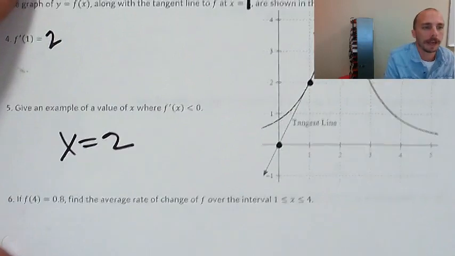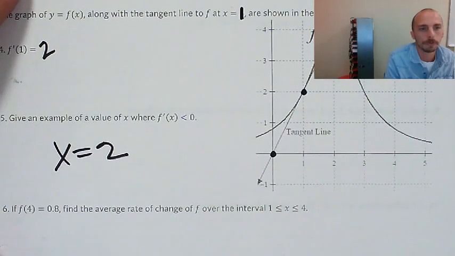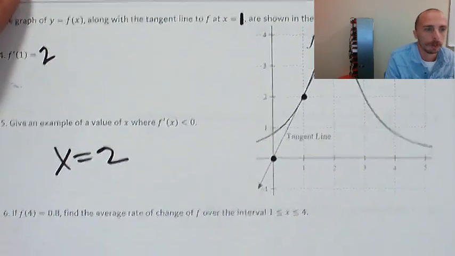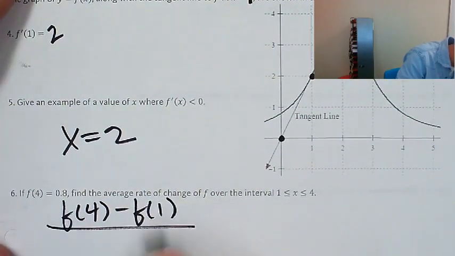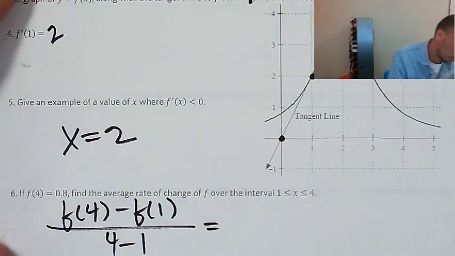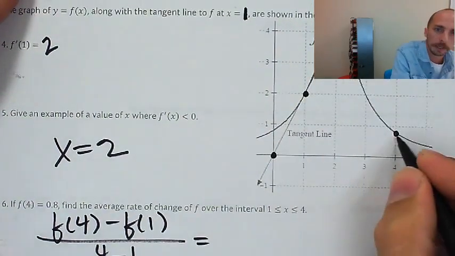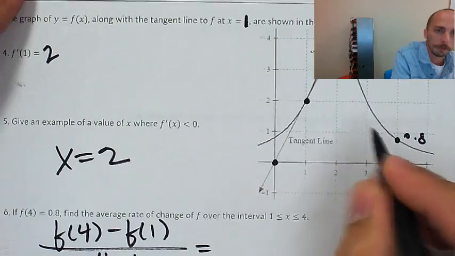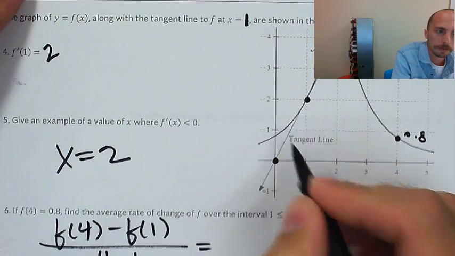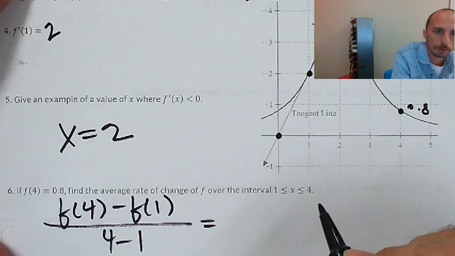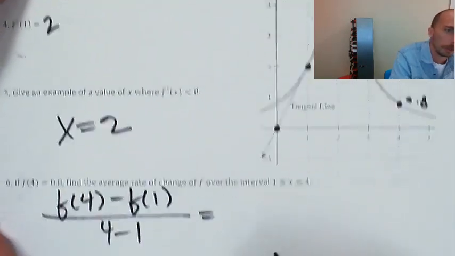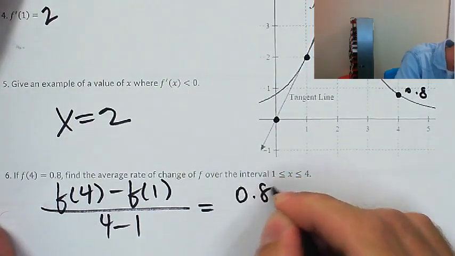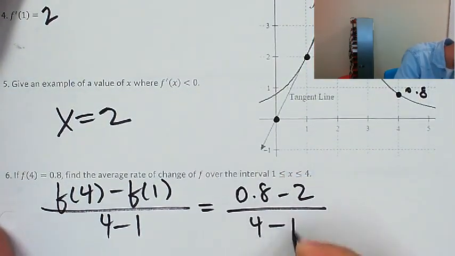Okay, and then if f of 4 equals 0.8, find the average rate of change of f over the interval 1 to 4. Okay, well, that's going to be f of 4 minus f of 1 over 4 minus 1, which is going to be, all right, well, f of 4, we're saying that's 0.8. F of 1 is... Oh, I was like, how am I supposed to know? I was looking here. X equals 1, y equals 2. So that's going to be 0.8 minus 2 divided by 4 minus 1. And this is a safe place to stop, right?